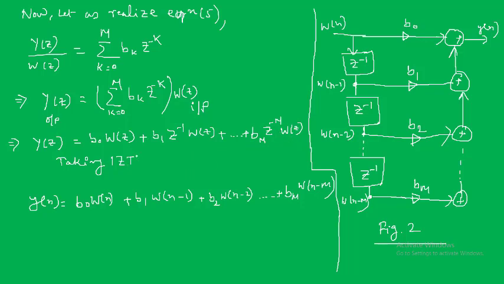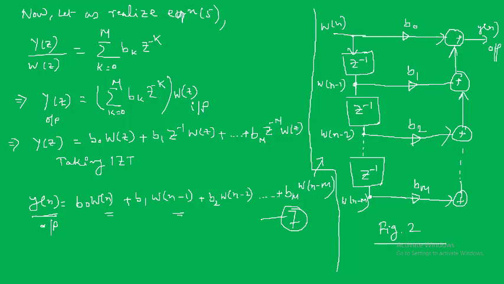Now if we take the inverse z transform, what we are getting is that the output y of n is a function of the present and past values of w of n. So b0 w of n, b1 w of n minus 1, and so on. Let us consider this as equation number 7, and let us try to realize this. So y of n is my output, and this is straightforward, a function of w and its delayed versions only.